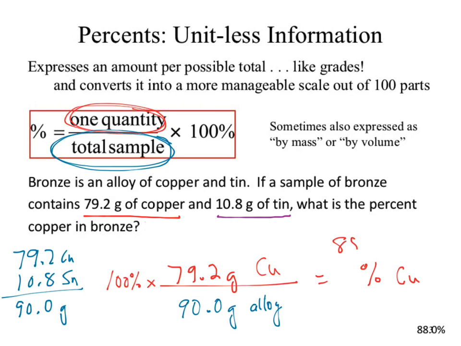It is 88.0. How many sig figs in the answer? 3. The 0 counts as a sig fig because there's a decimal point and a sig fig in front. Okay. Why do I carry 3 sig figs? How many sig figs in 79.2? 3. Sig figs in 90? Sig figs come out 3 all the way through. Make sense?